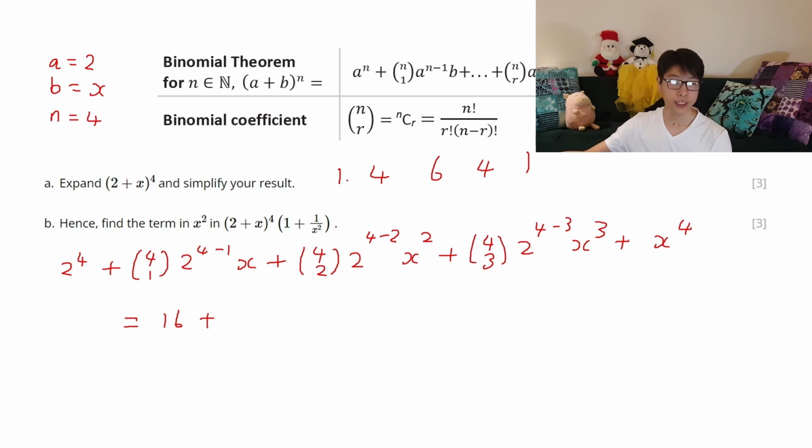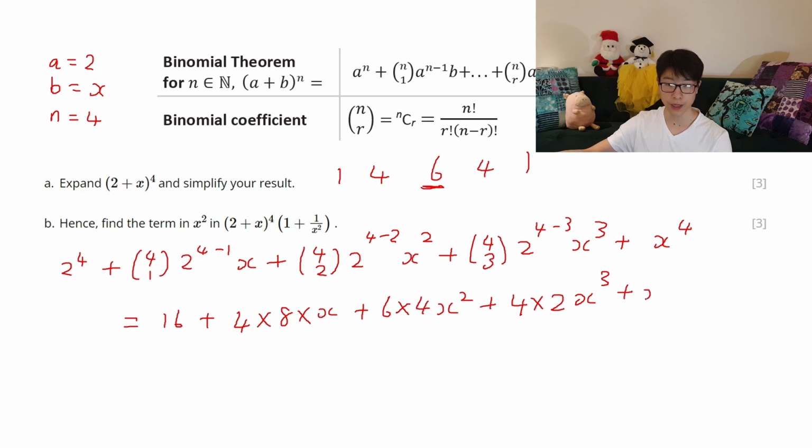And therefore, 4C1, which is this term right here, will just be 4, multiplied by 2 to the power of 3, which is 8, multiplied by x, plus 4C2, right here, it's 6, multiplied by 2 squared, which is 4, multiplied by x squared, plus 4C3, which is 4, multiplied by 2, because 2 to the power of 1 is 2, multiplied by x cubed, plus x to the power of 4.